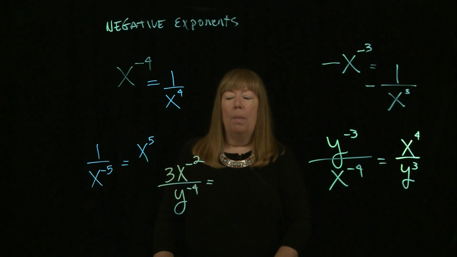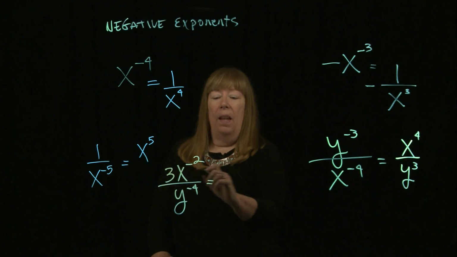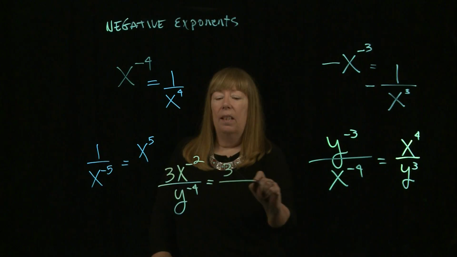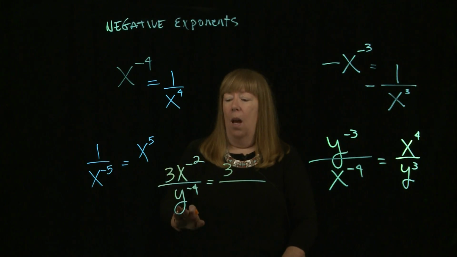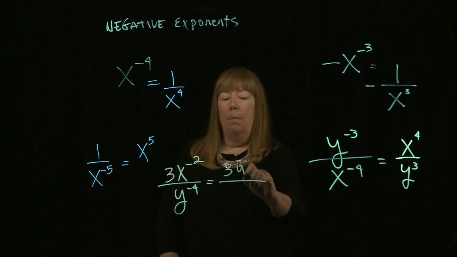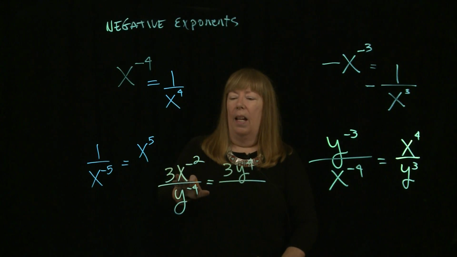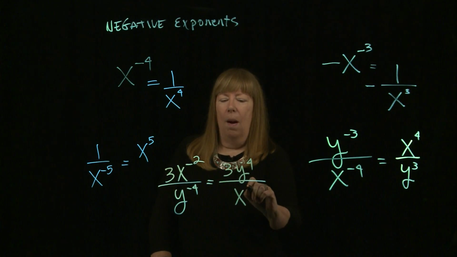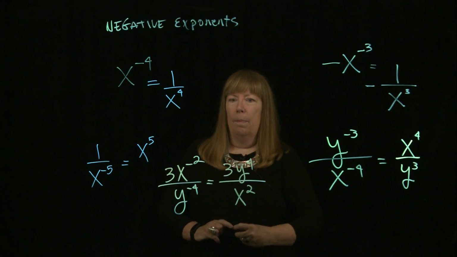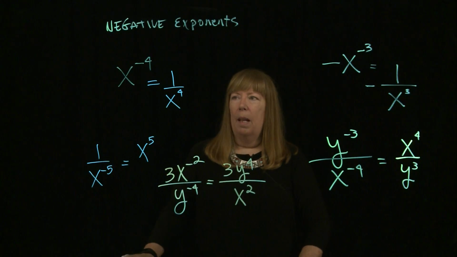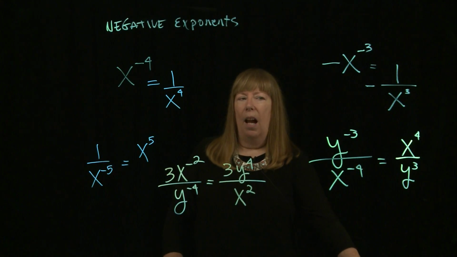So here's why I talk about jump rather than flip. That 3 isn't going anywhere because it doesn't have a negative exponent. The y does. Let's move it up, jump it. The x does. Let's jump it down to the bottom, and that'll do it. And there's some examples of negative exponents and how to get rid of them.